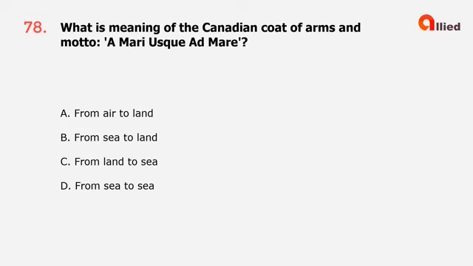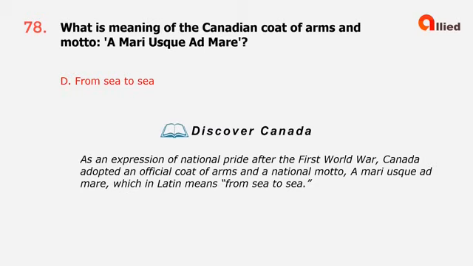Question 78. What is the meaning of the Canadian coat of arms and motto, A Mari Usque Ad Mare? A. From air to land. B. From sea to land. C. From land to sea. D. From sea to sea. The answer is D. From sea to sea.